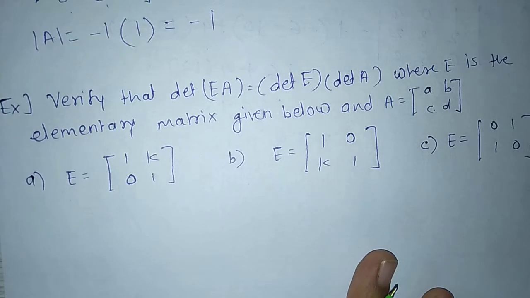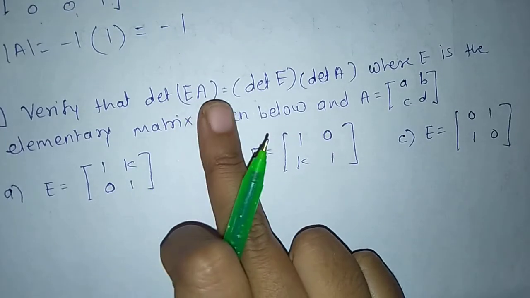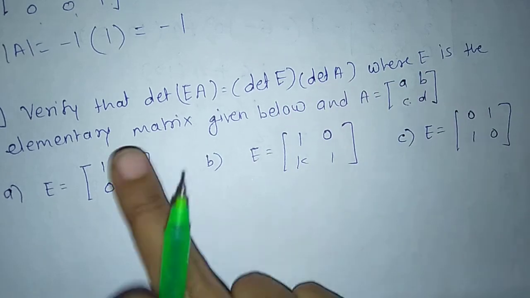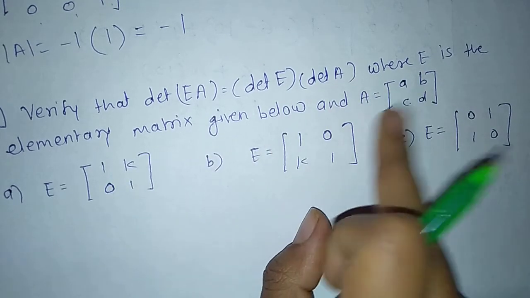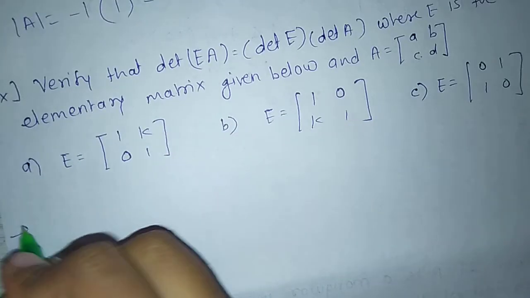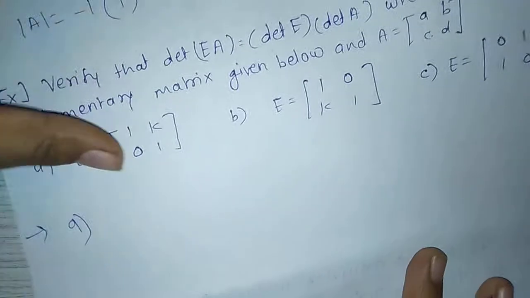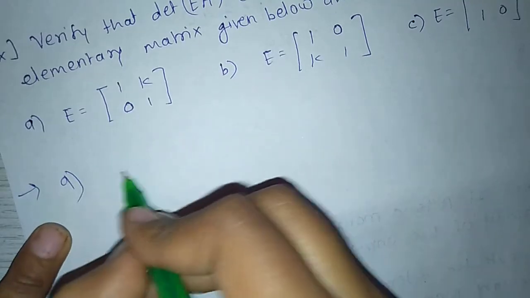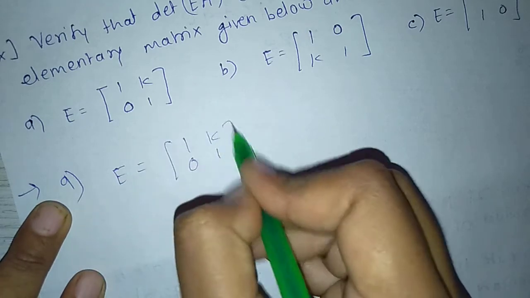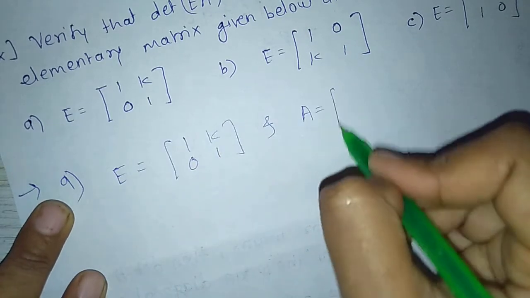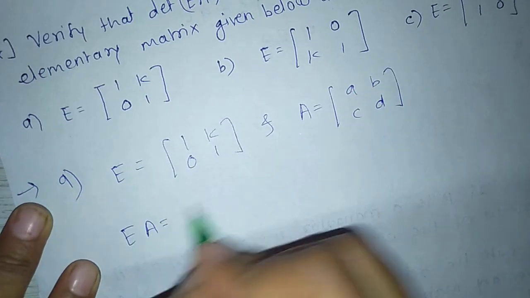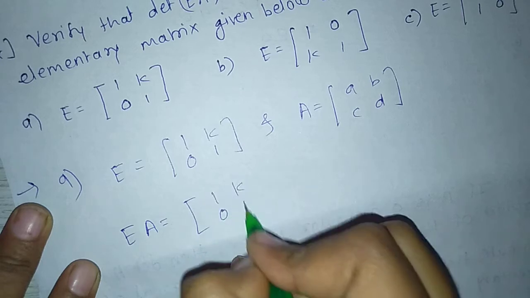Next, verify that determinant of E into A equal to determinant of E into determinant of A, where E is the elementary matrix given below and A equal to [a b; c d]. First, E equal to [1 k; 0 1]. Let's solve the first example. First, E equal to [1 k; 0 1] and A equal to [a b; c d]. First find E into A.